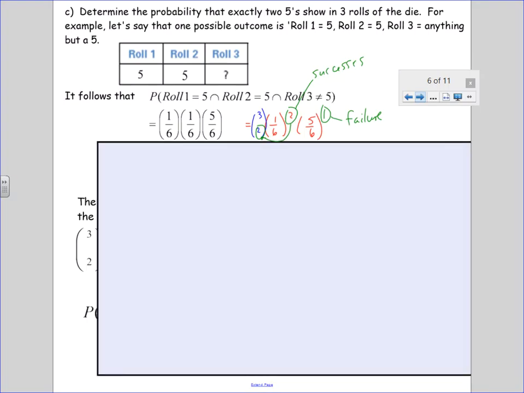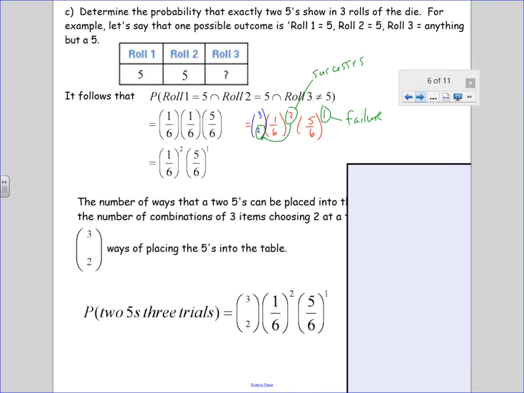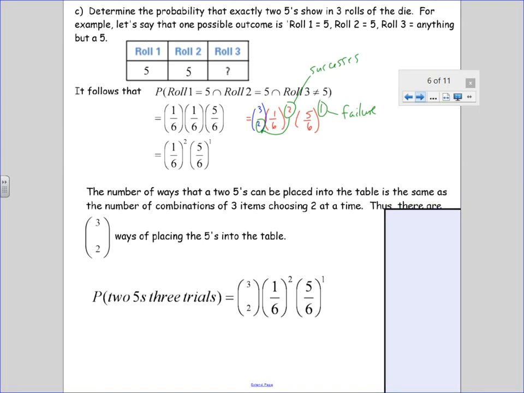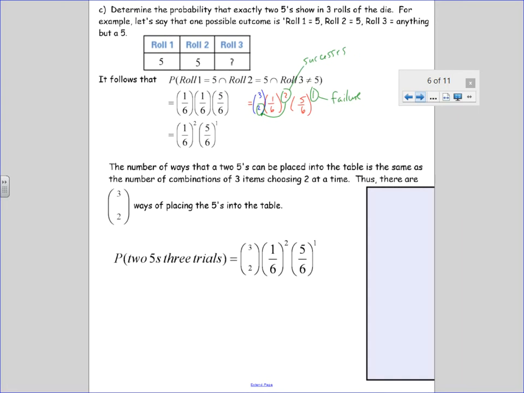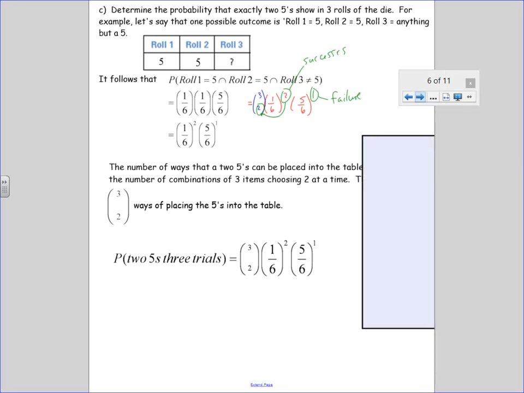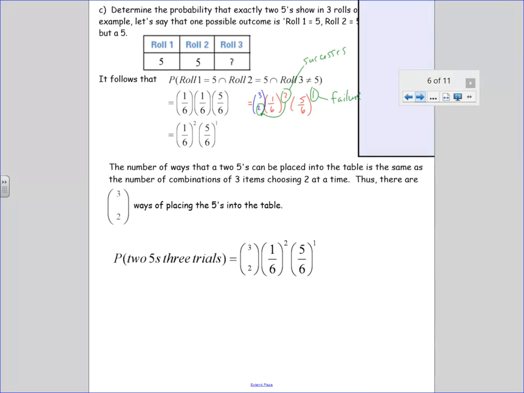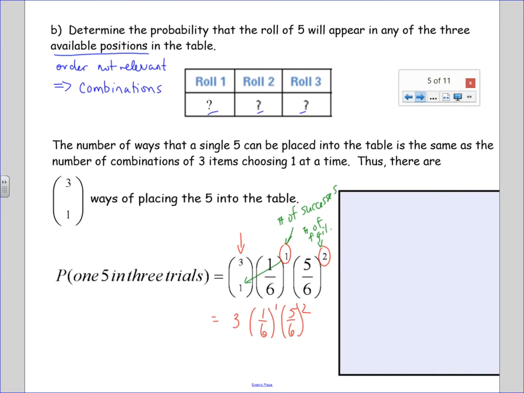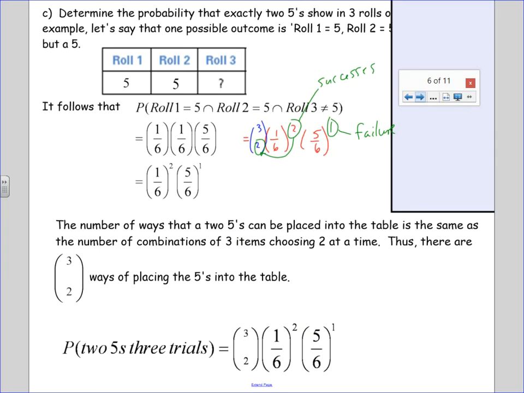So let's review here in total, for this particular situation. Let's see if I can increase the font size on that. Okay, just give me a moment here. I'll see if I can do that. There, that's a bit better.